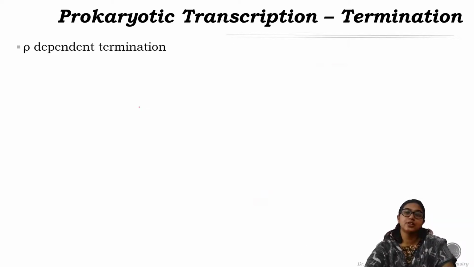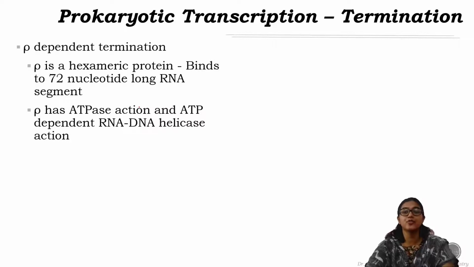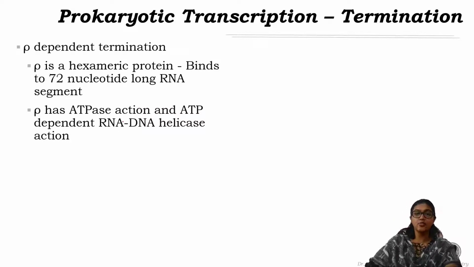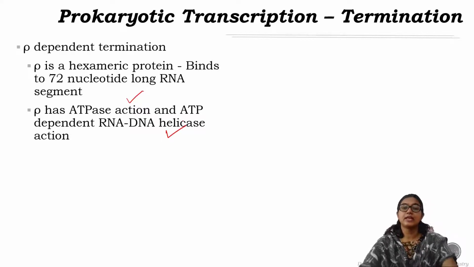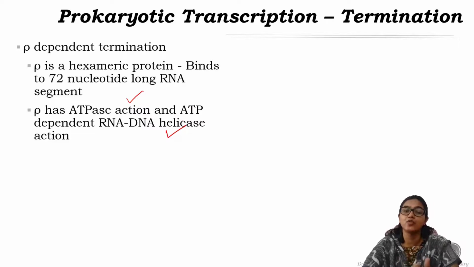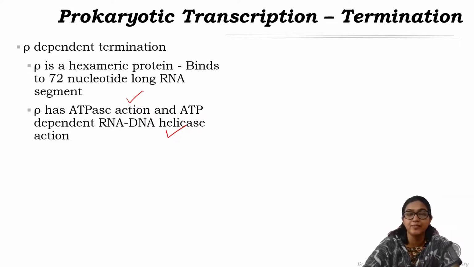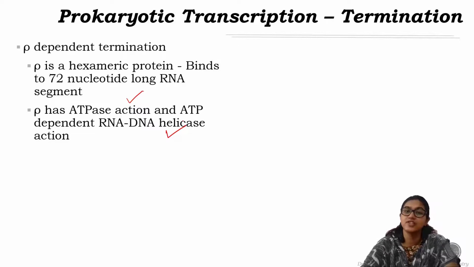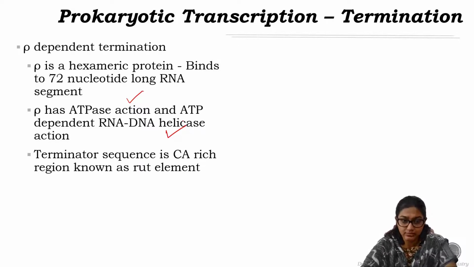In rho dependent termination, there is one rho protein which is present throughout the elongation phase and it helps in termination of transcription. This rho protein is a hexameric protein and it has both ATPase function and RNA DNA helicase function. So it basically separates the RNA DNA strand with the help of helicase, and definitely that energy is provided by hydrolysis of ATP via the ATPase activity of the rho protein.